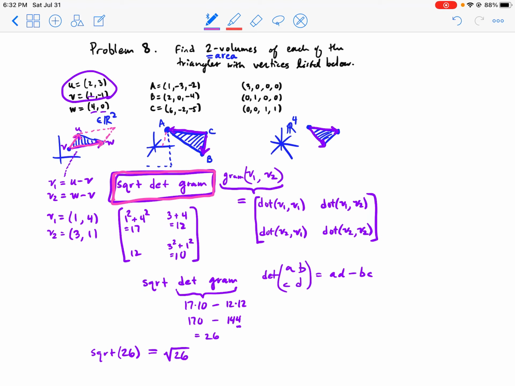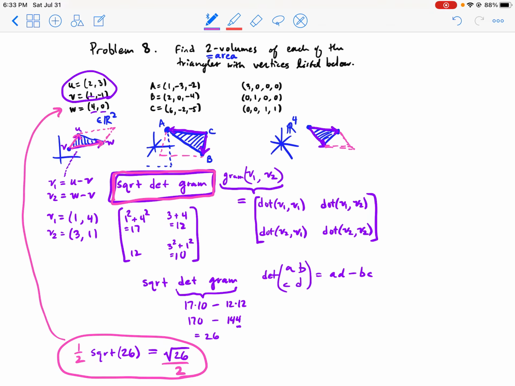In every case, so here's the parallelogram there, there's the parallelogram here. And so what I have to do is take 1/2. So actually 1/2. And so that's my answer for this triangle. This is the area of the triangle. Okay. So this same process, we'll just have to repeat it now for these other triangles.